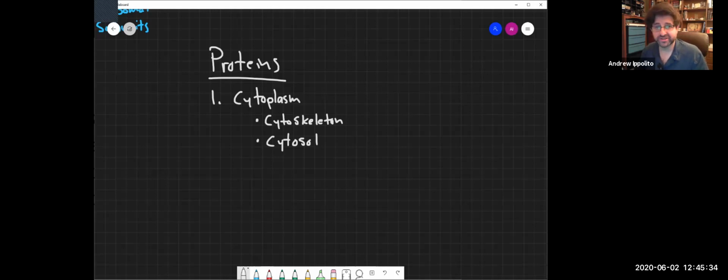So there are cytosolic proteins, and there are cytoskeleton proteins, right? So there are proteins in the cytoplasm. For number 1, let's also add the nucleus, just to be complete here. So in other words, proteins floating around inside the cell.